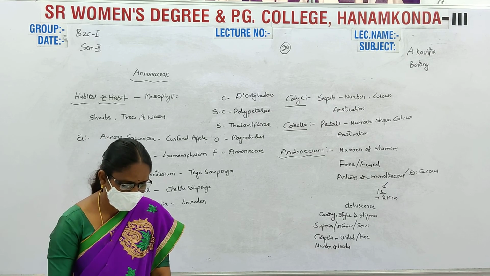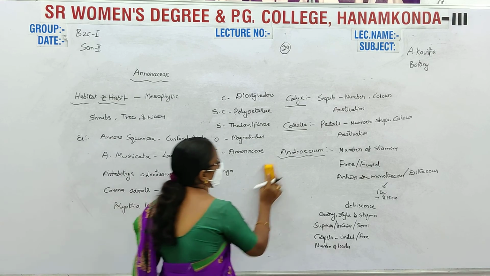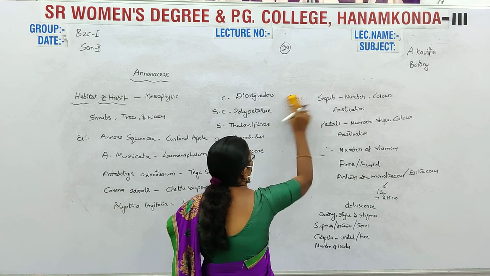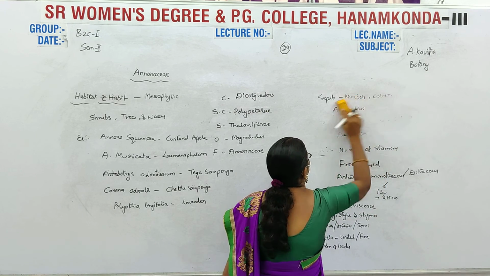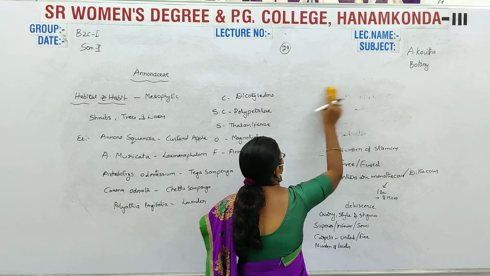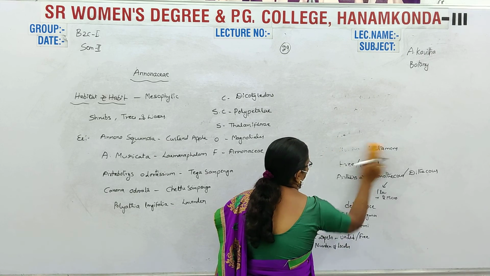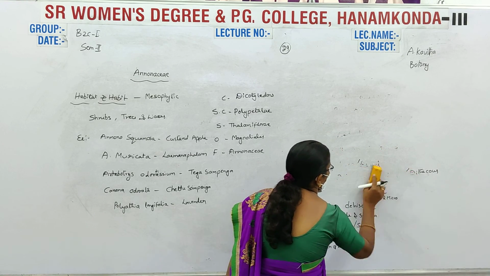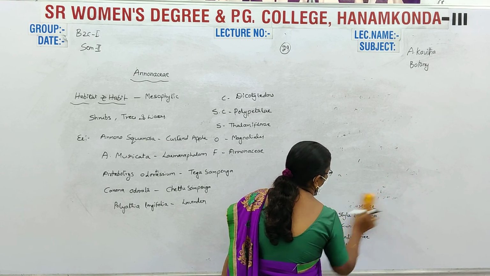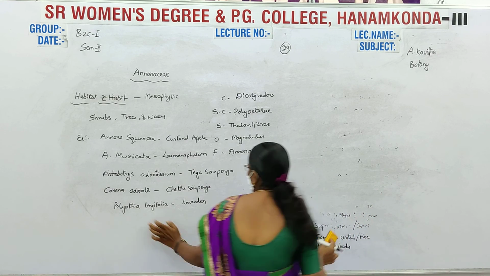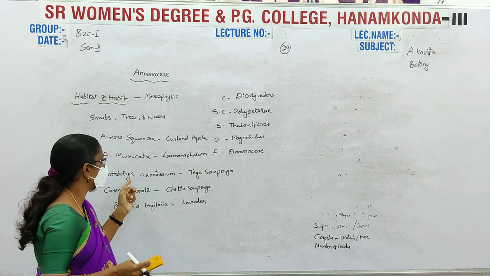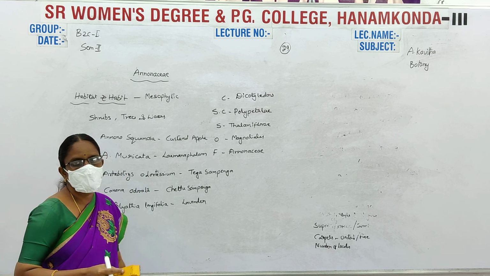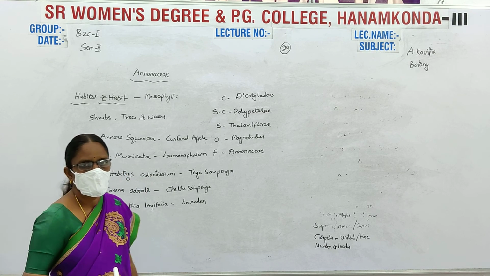The habitat and habit of the Annonaceae family is also complete. The plants are normally mesophytic, and shrubs, trees, and lianes. The shrub example is Annona squamosa, the tree example is Polyalthia longifolia, and Artabotrys odoratissimus is a liane.